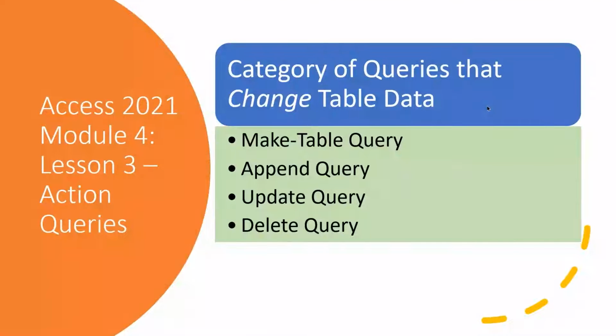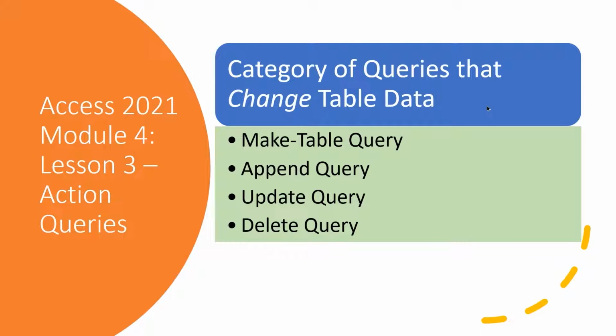Our third lesson in this module is action queries. So far, all of the queries we've done are known as select queries. They do not change table data. They just display table data. Now, you saw that you can edit the table data once it's displayed in the query, and it flows back up to the table where all the data is actually held in your database. But you're not changing any data with select queries.